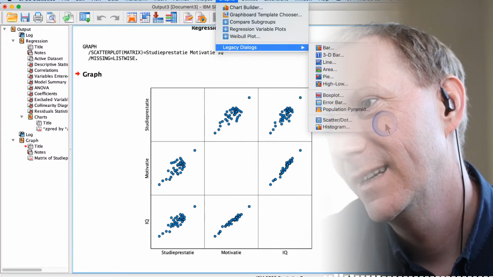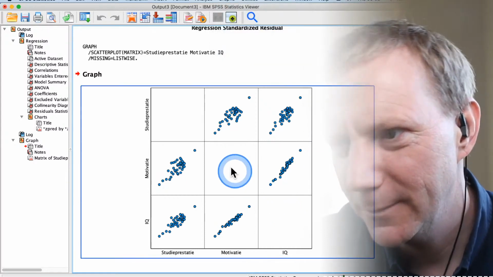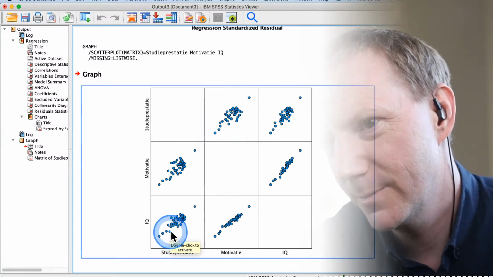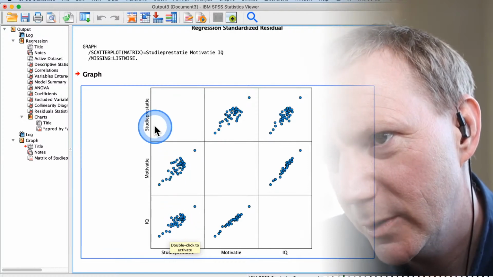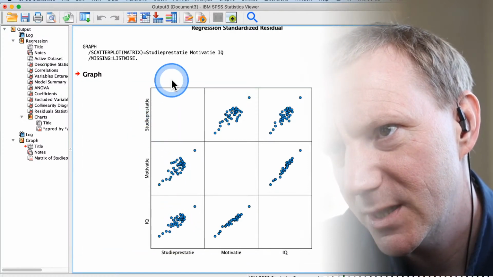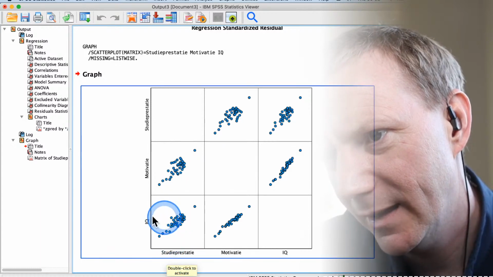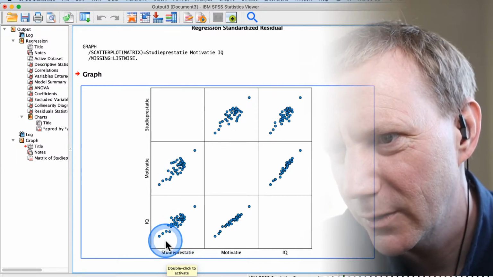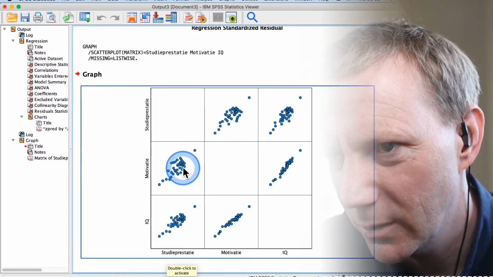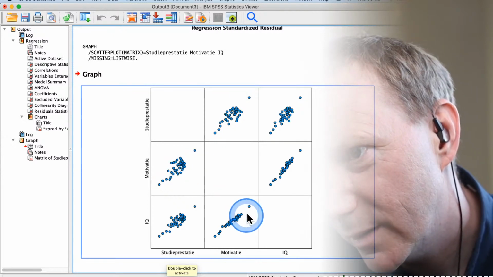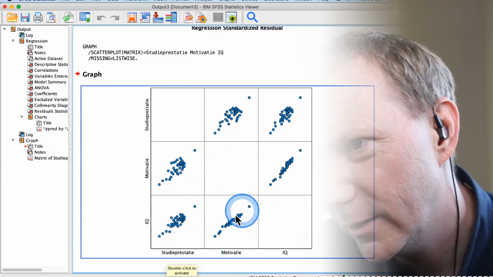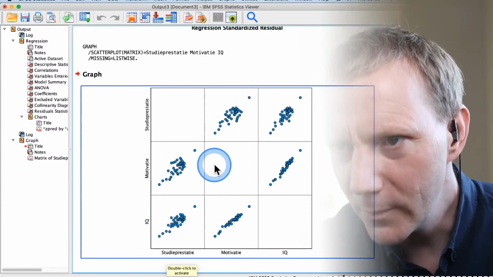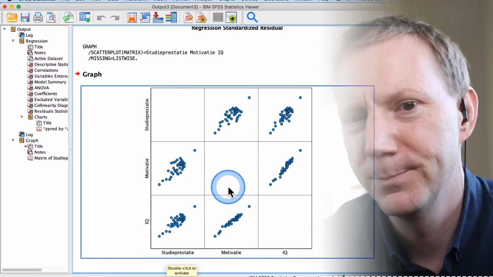Okay, thank you. And you see, the assumption of linearity is met, right? You can eyeball this because there is a linear relation between study outcome and IQ. This looks very linear, and that also holds for study outcome and motivation. But there's also a very linear relation between motivation and IQ. So we have a violation of the assumption of multicollinearity.